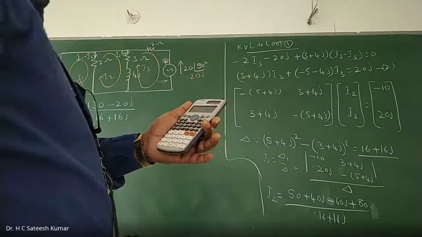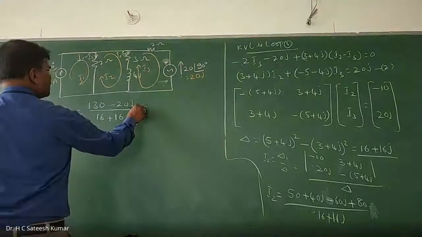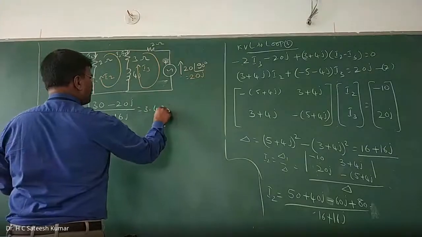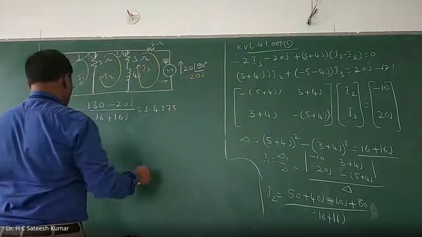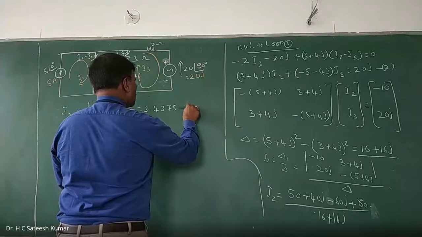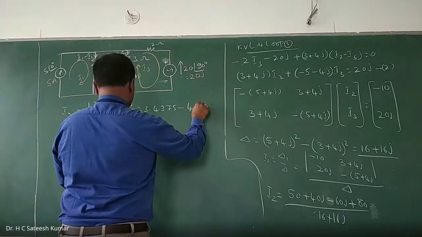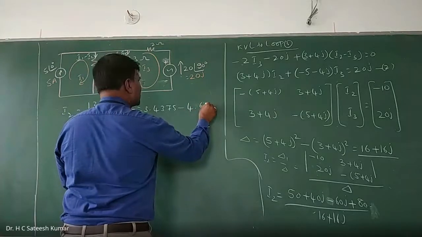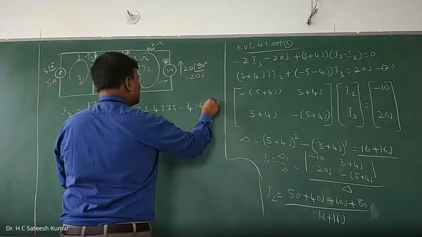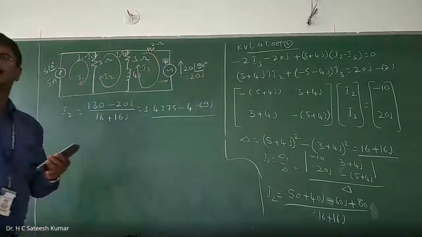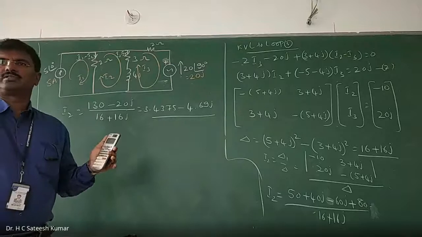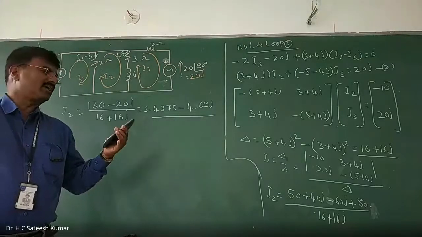So 3.4375 minus 4.6875, 69 I will write it, 69j we can write it. So this is the answer I2. Is it okay? Okay, that is I2 we get.